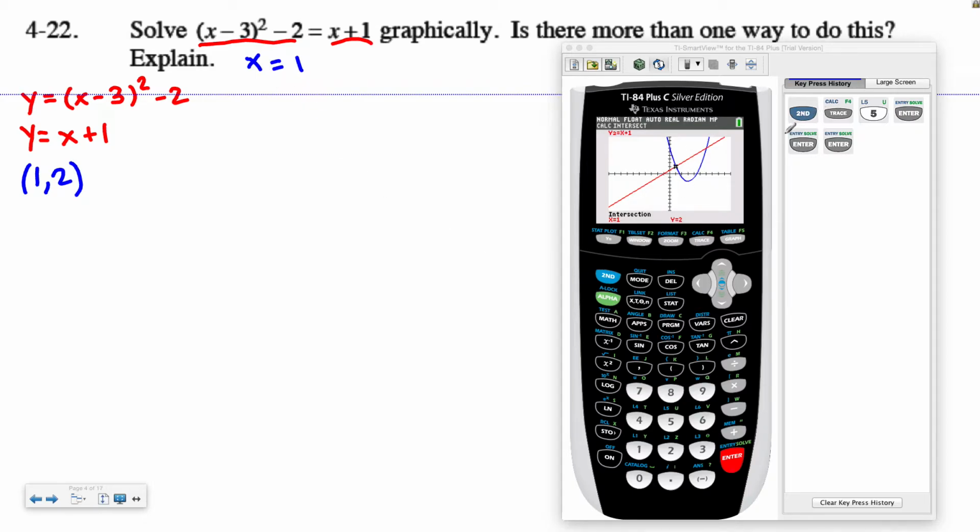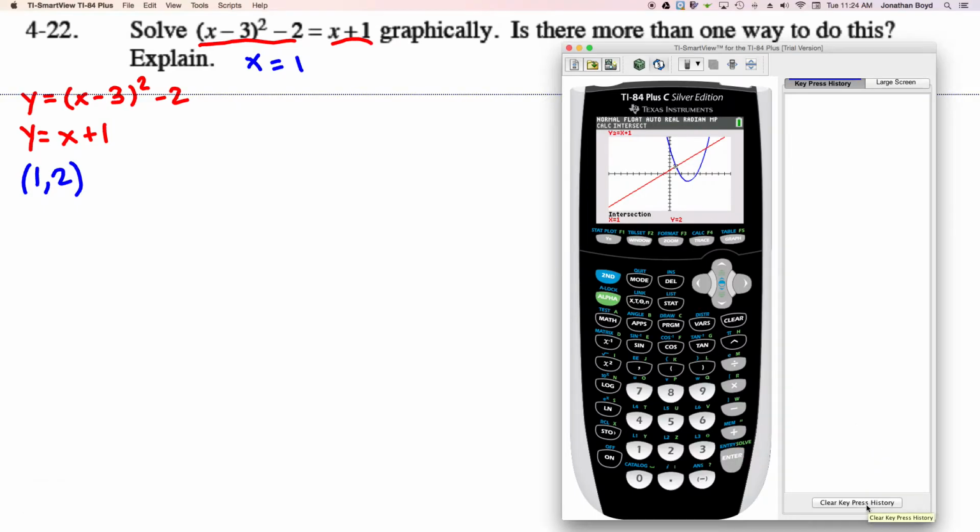And let's find the second one now. I'm going to clear my key press history. We're going to do this exact same thing: second, trace, number 5 again. This time we want to mark our curves so that the points we choose are a little bit closer to this intersection point. So what I'm going to do here is arrow over.